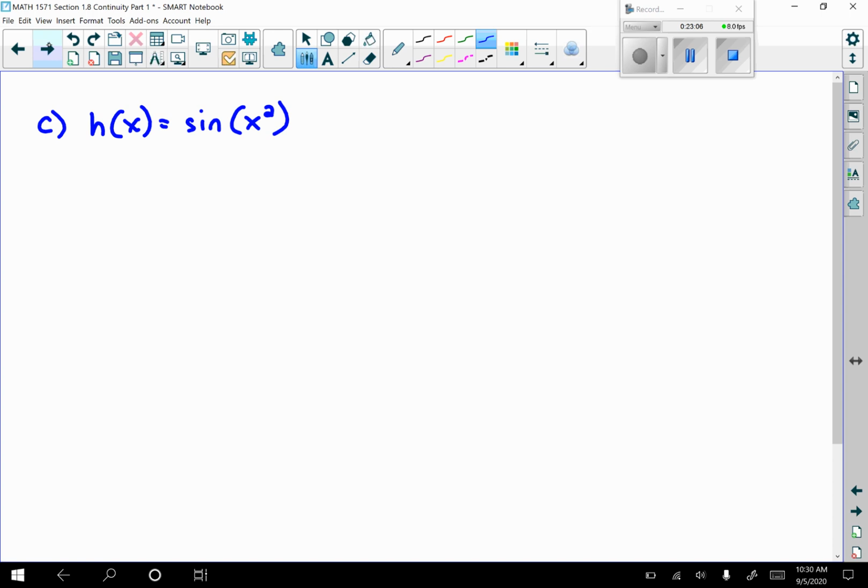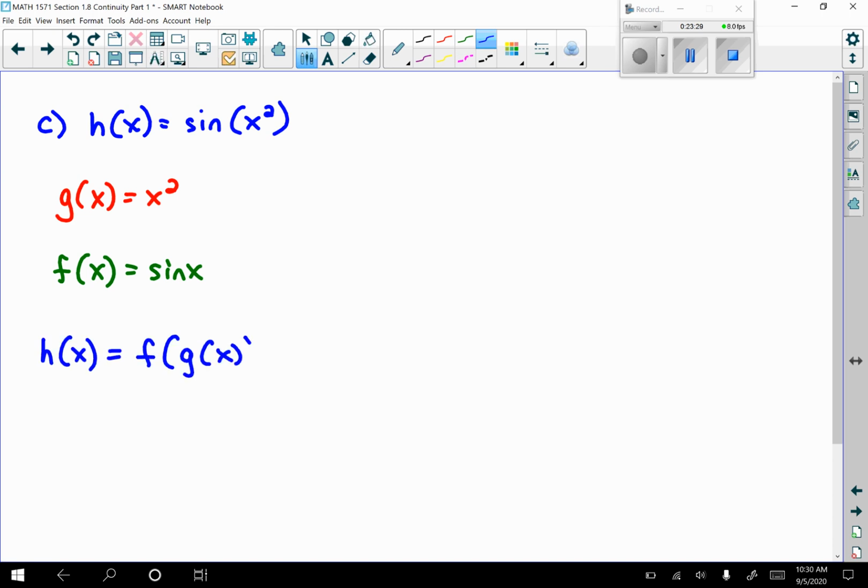All right, this is an example. Again, we don't want to try to graph this. We actually want to sort of separate this into smaller functions. So let's let g of x just equal x squared, and then f of x could equal sine of x. That way, if I wanted to write out h of x, it would just become f of g of x, and that would give me this part right here.